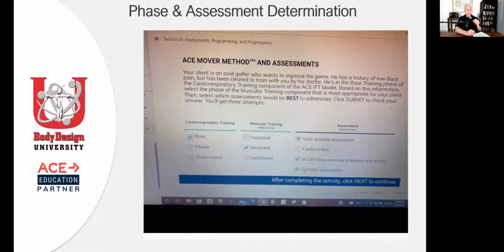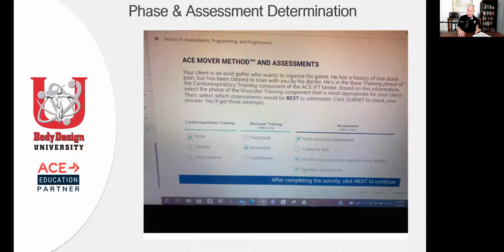But it's the phase determination, not the assessments. And this is where I absolutely agree with those of you that have said ACE doesn't say anything about the assessments and which ones to do based on the phase that they're in. And I'm going to agree with you that they can actually do better with that in their case studies. And that's what I'm going to lead you to, which is in chapter 11.